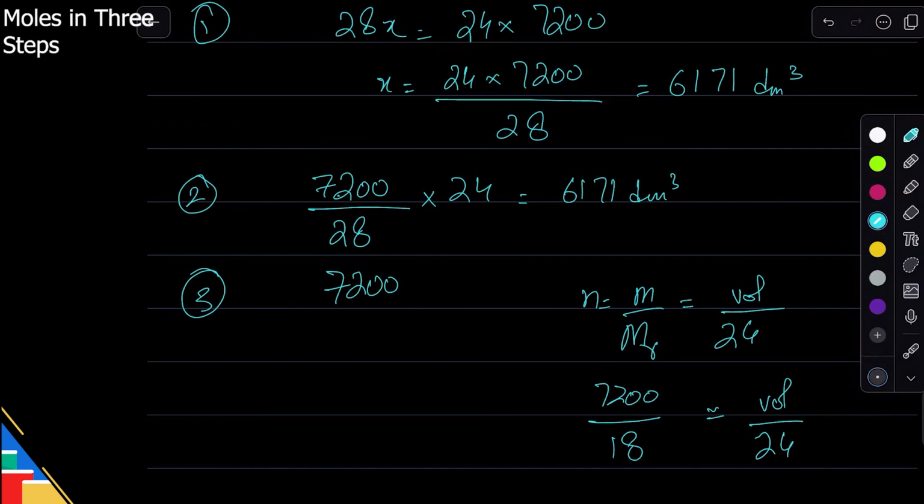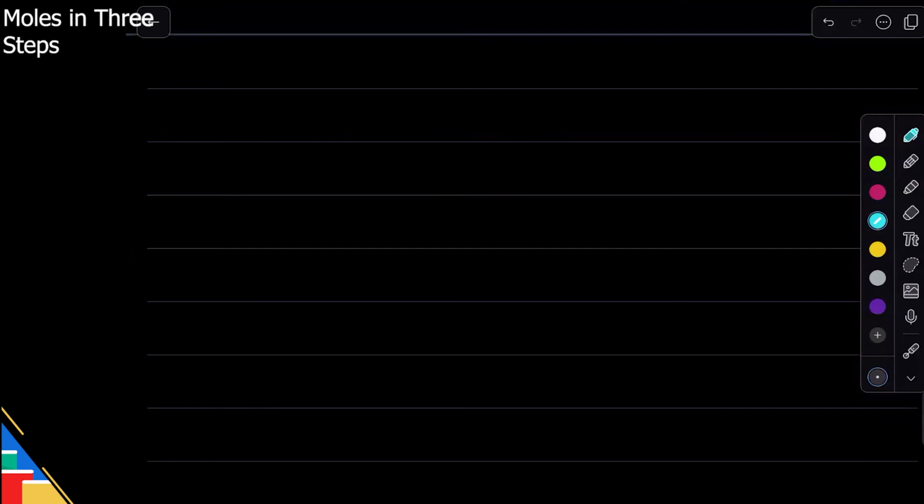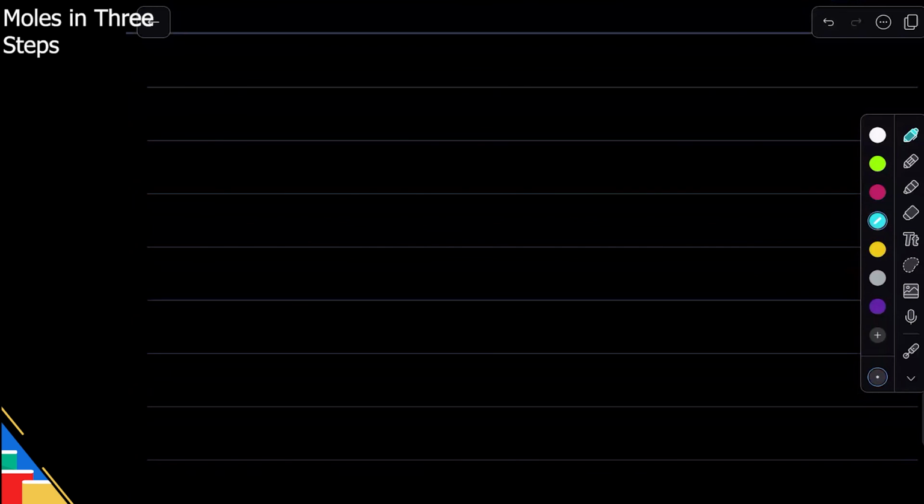Okay. So I'm going to start with a very simple thing. Let's say I have, okay, here's the thing. What is the mass of 4.8 dm cube of oxygen gas? Go on, do it.